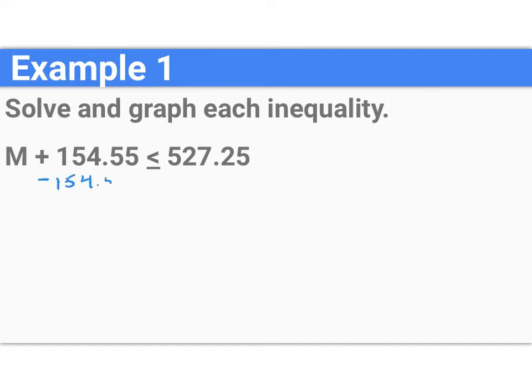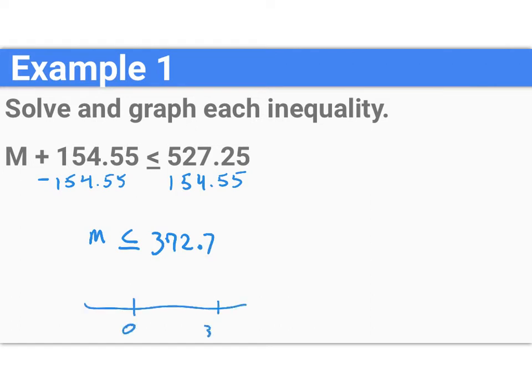Subtract 154.55 from both sides. And then m is less than or equal to 372.7. And then we graph it, use 0 as reference, 372.7, put a point there, goes left, color in a circle because it's underlined. The solution set is all numbers smaller than 372.7. There you go.